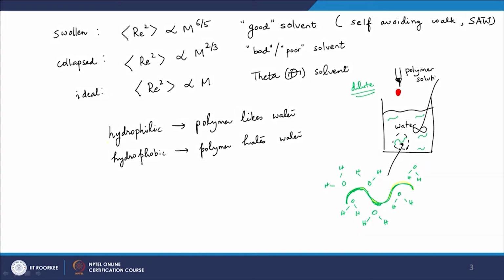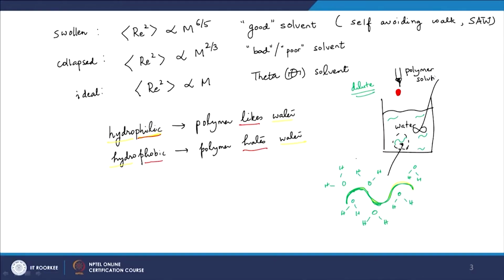In both these cases, the hydro part is water and the philic part stands for like, and phobic, just like the word phobia, stands for hate. Okay. So, likes means it has some sort of favorable interactions. Okay. So, let us see what the scenario was before we added the polymer and after we added the polymer.